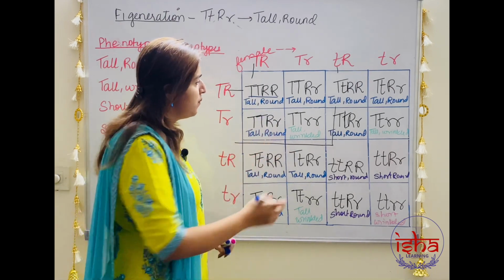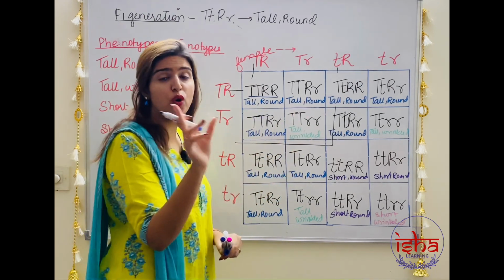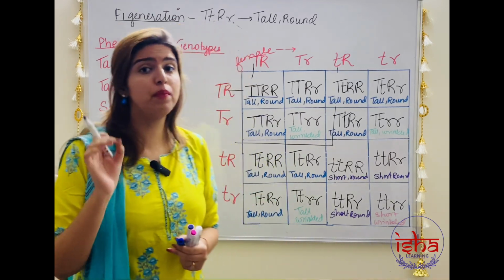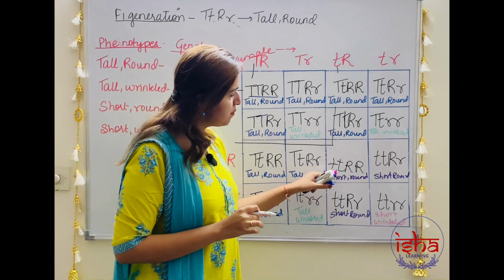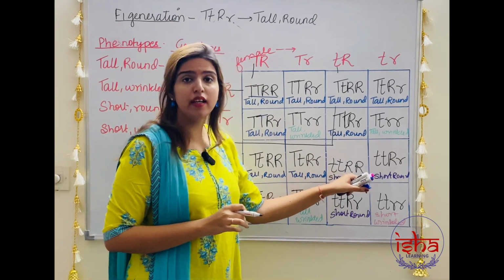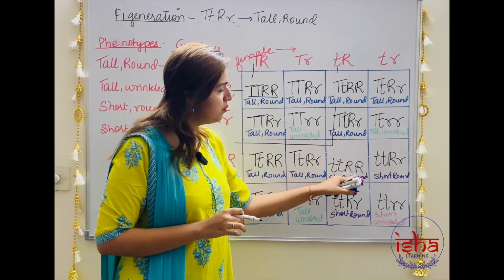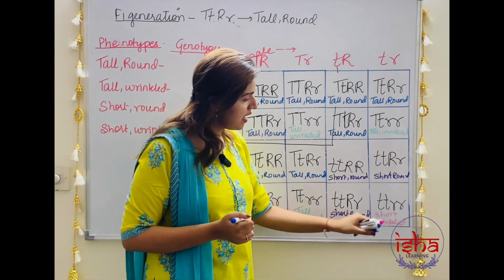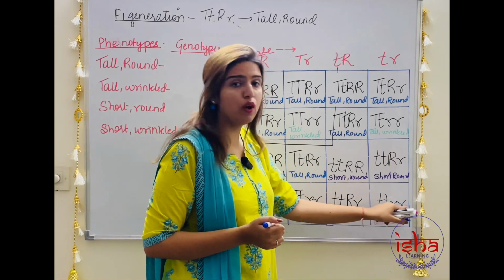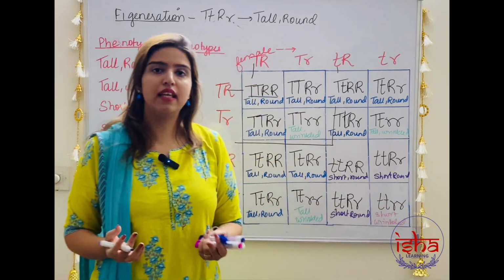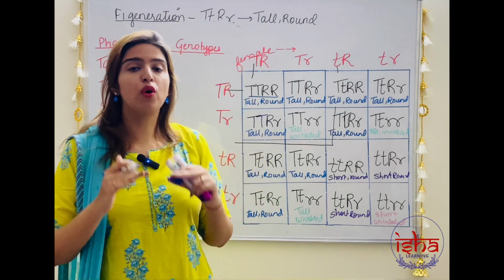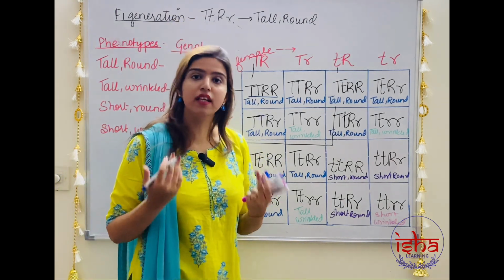Now in this case, we have capital T, small r, small r. So wrinkle trait आएगा in a tall plant. Now let's see here what happens. Small t, capital R. So short होगा, but ये dominant trait है तो round होगा. In the last case, what is happening is small t, small r. सारे ही alleles आपके क्या है? Recessive type के. So the plant will be a purely recessive trait expressing plant.